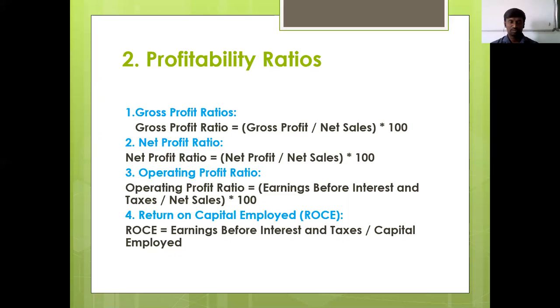The second one is the net profit ratio. Net profit ratio equals net profit divided by net sales into 100. The third one is the operating profit ratio. Operating profit ratio equals earnings before interest and taxes divided by net sales into 100. The next one is return on capital employed, which equals earnings before interest and taxes divided by capital employed.